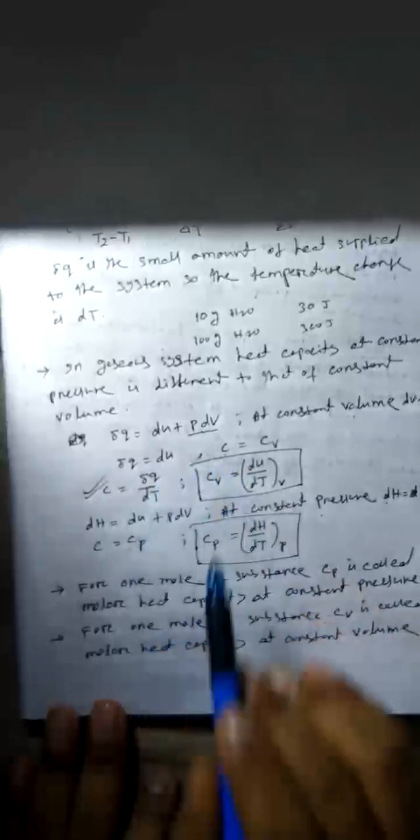So del Q is equal to dU + PdV. At constant volume dV is equal to 0. So del Q is equal to dU. So C is equal to del Q by dT. That means in place of del Q I can write dU, because del Q is equal to dU at constant volume. So this is called heat capacity at constant volume, and we know that dH is equal to dU + PdV, and del Q also we know is dU + PdV. So both right hand sides are same.